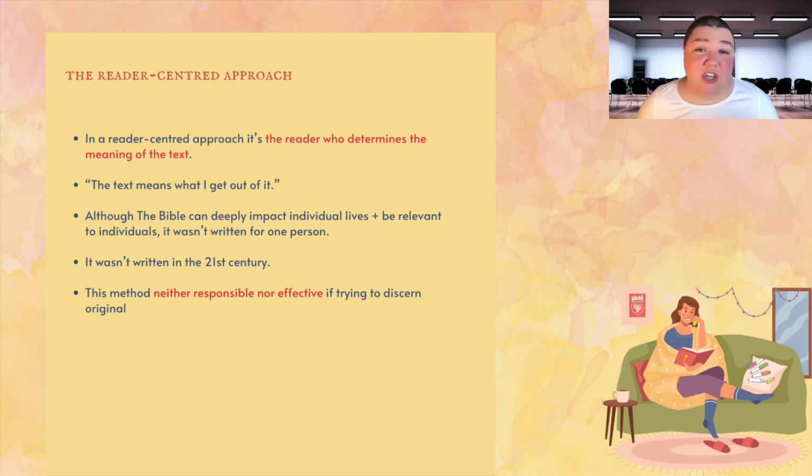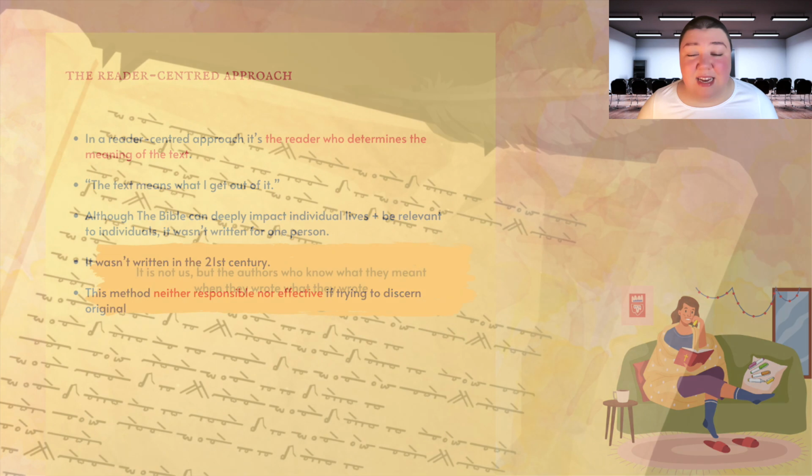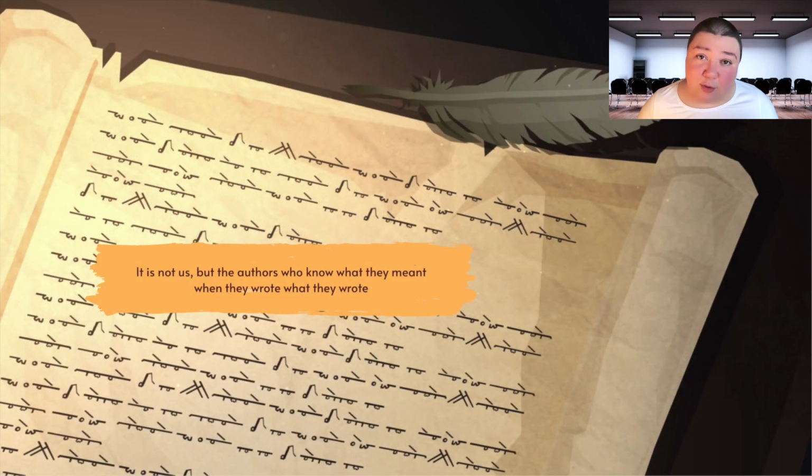But as you can imagine, this is neither responsible nor effective if we are trying to discern the original meaning of the text, the original intent of the Bible passage. Because, of course, it is not us, but the authors, the people who wrote these books, who are the ones who know what they meant when they wrote what they wrote.